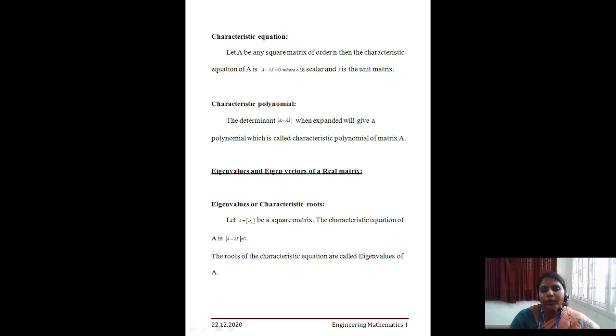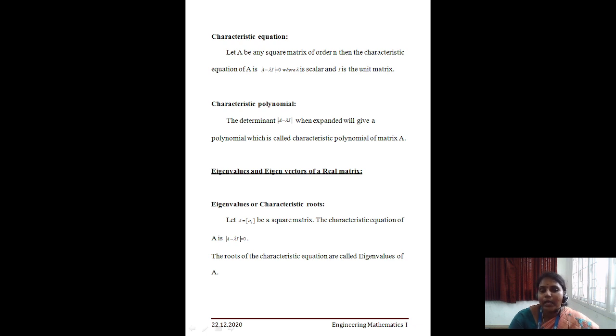Then eigenvalues and eigenvectors of a real matrix. Eigenvalues are characteristic roots. Generally eigenvalues or characteristic roots represent the same. So let A equal to [aij] be a square matrix. It should be a square matrix.